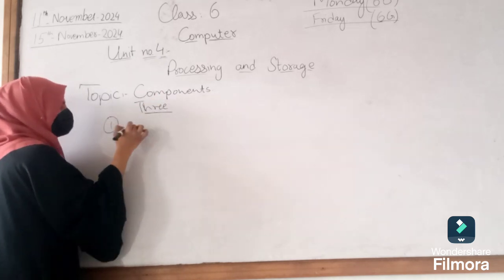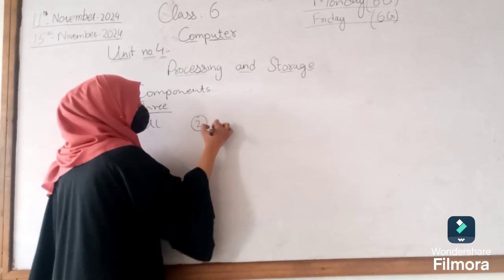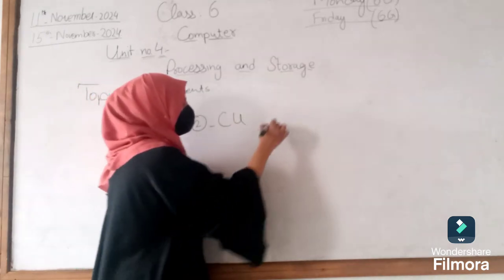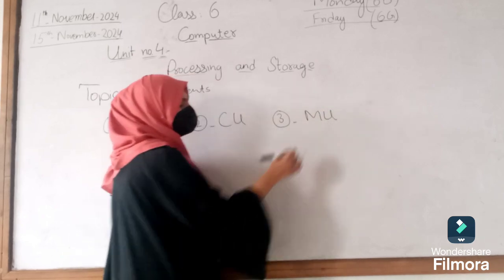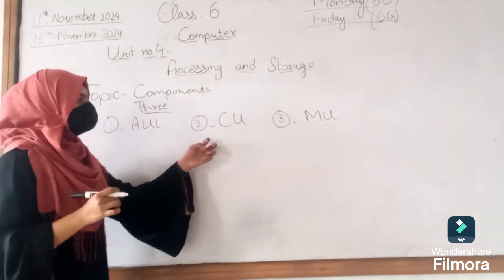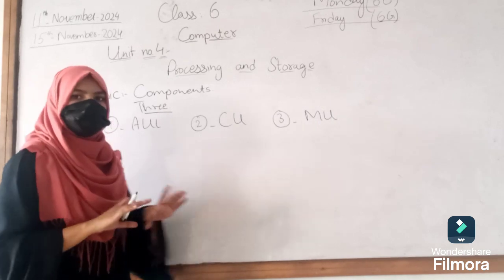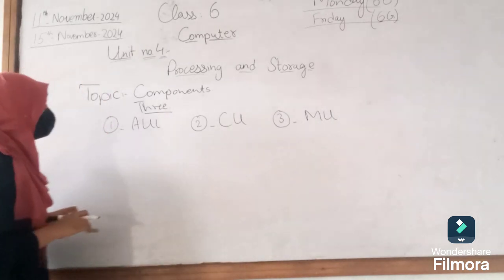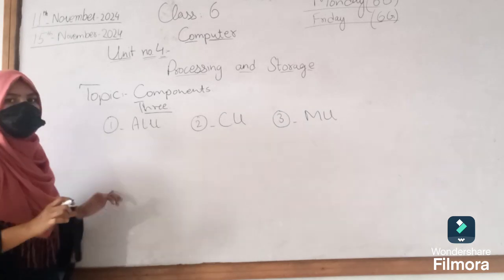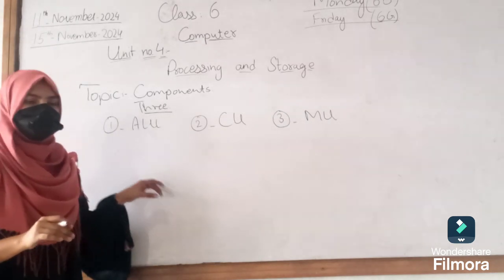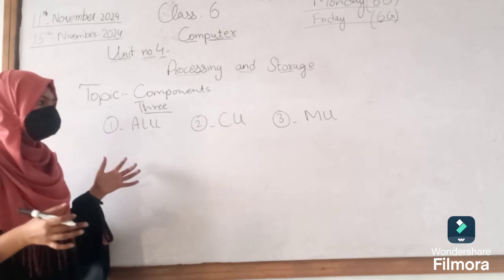One is the ALU, the second one is the CU, and the third one is the MU. MU stores data in its memory. CU controls the operation of all different parts of the computer. And ALU is used to perform mathematical calculations, arithmetic operations and comparison. It is also used to make comparisons.